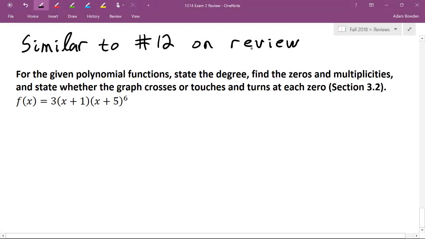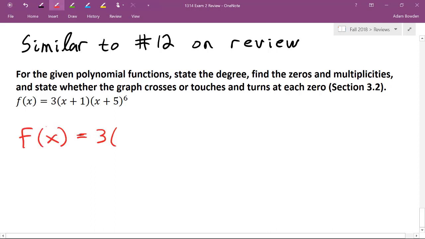Similar to number 12 on the review, it says for the given polynomial function, state the degree, find the zeros and multiplicities, and state whether the graph crosses or touches and turns at each zero. Okay, first thing we're going to determine here is the degree. Let's look at our function and figure out how we determine the degree.